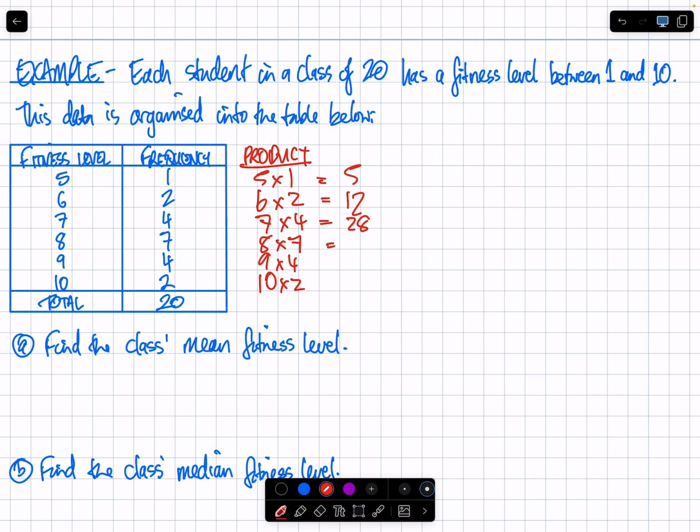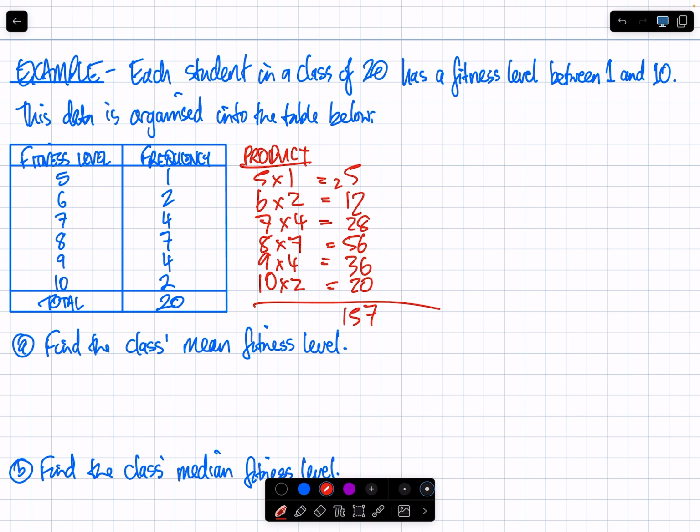And this one's tricky. 9 fours? 36. 20, 8, 10, 16, 22, and 5, 27. I didn't line it up. 5, 6, 7, 8, 9, 10, 11, 12, 13, 14, 15. 157. So do I now have the sum of all the data?